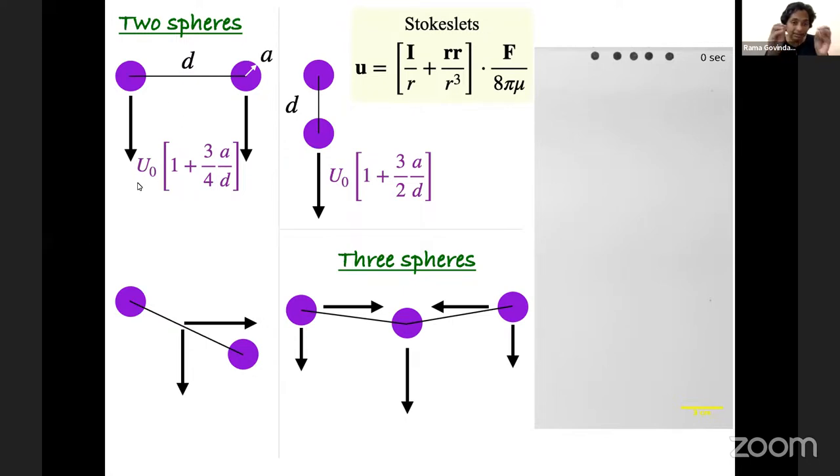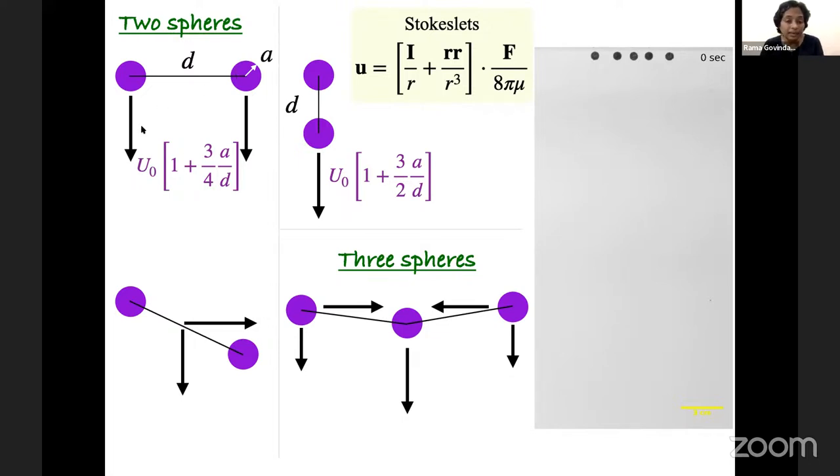And this velocity is a little bigger than the old U0. So U0 was the velocity for one particle. And these two are separated by a distance d where each of them has a radius a. So they come down in a steady vertical fashion with a slightly increased velocity. And you can see that as d goes to infinity, each sphere goes back to its U0, that velocity.